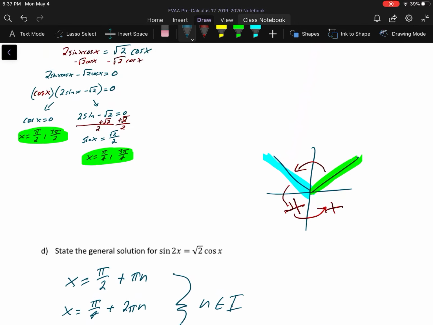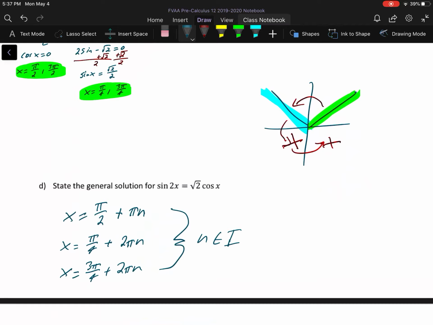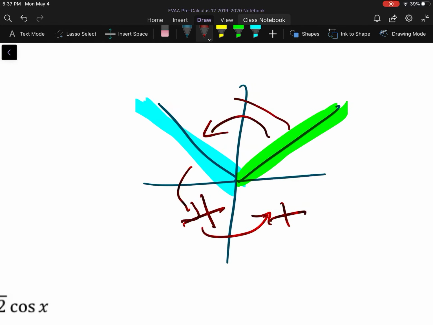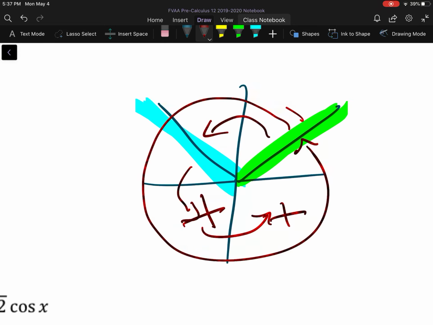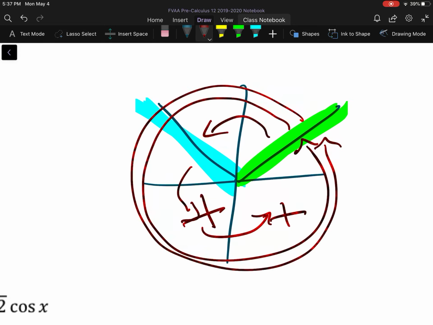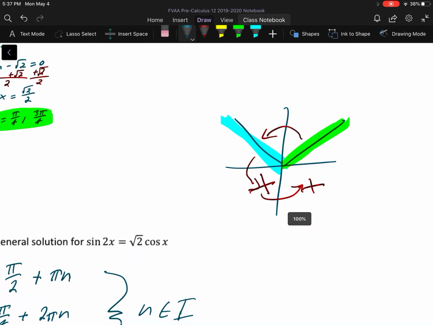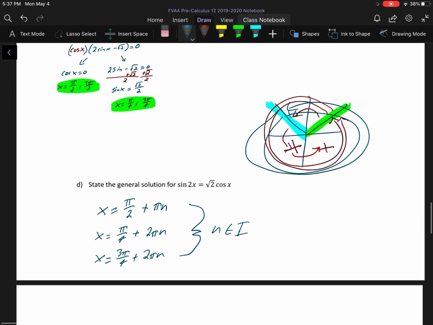Rewatch that if you need to think about it. For this solution here, essentially what we're doing is taking the solution and then just adding 2 pi each time to get back to future solutions. And same thing for this one. We're adding 2 pi to find future solutions for that one as well. So hopefully that makes sense and that diagram is not too messy.